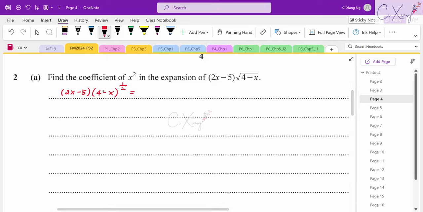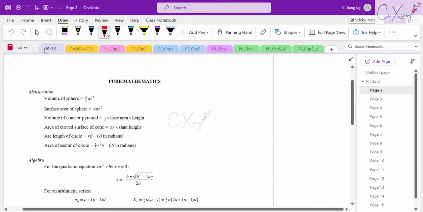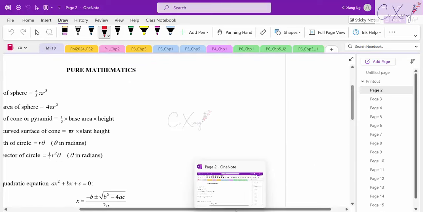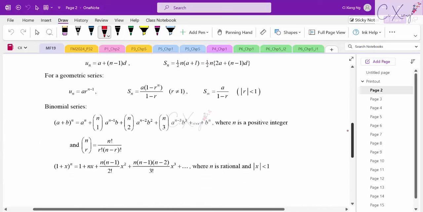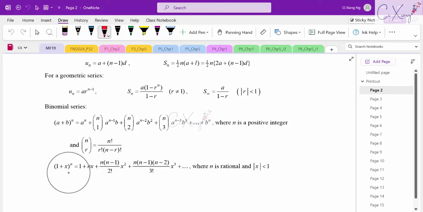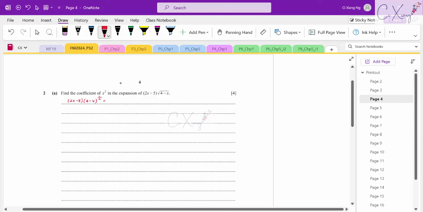Just in case you forget the formula for binomial expansion, you can have a look from the MF19 booklet. Then please scroll down to the part on binomial series. We are having two formulas here. The top one is actually the AS syllabus one. Ours will be the A2 syllabus, which is this one. I'm trying to copy it here to our question page, so that you can refer to it.